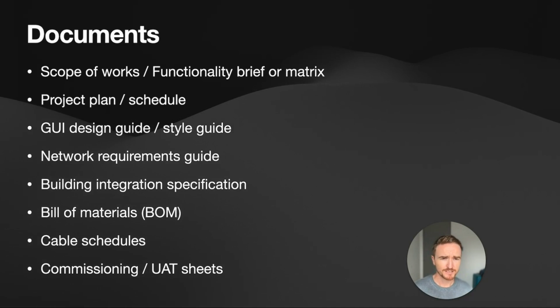Bill of materials, or commonly called a BOM, essentially is a list of all the equipment that's going to go in, so that's really important with regards to your procurement process and actually purchasing all the equipment that goes into the system.